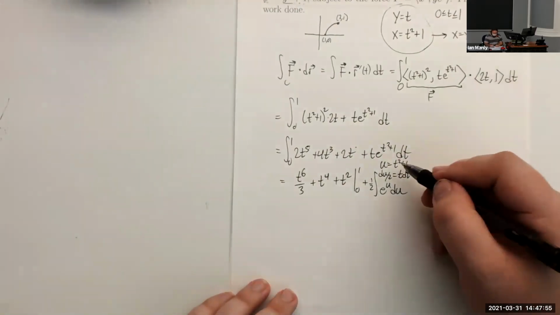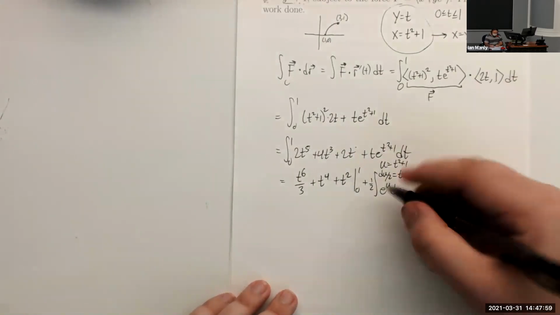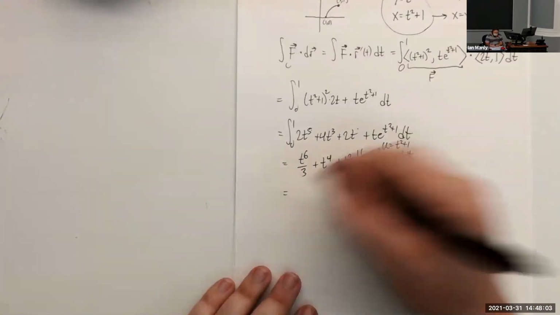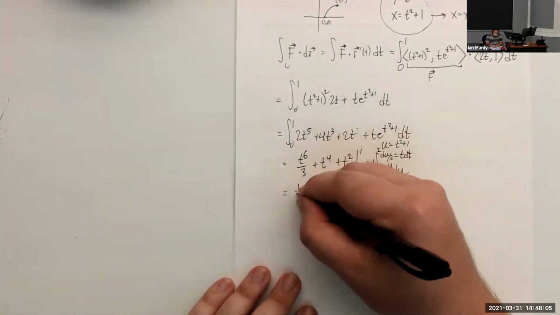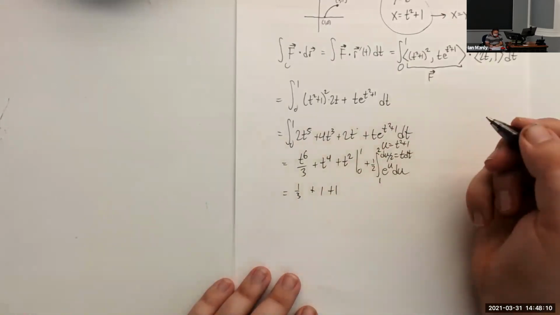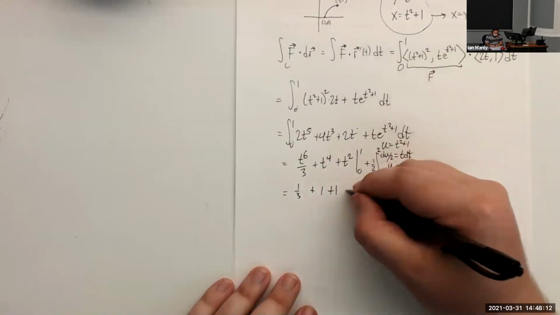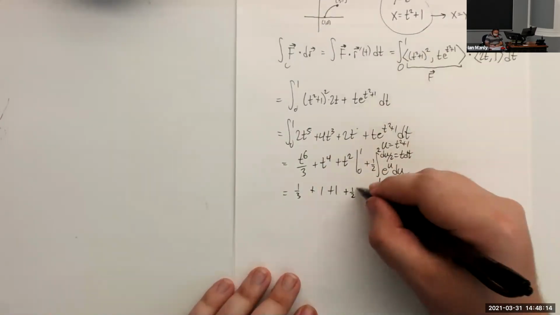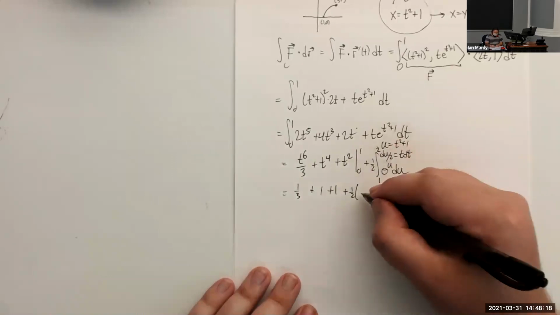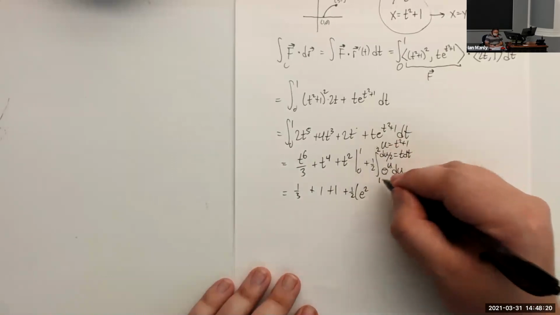All right, and then let's see here. Our new bounds for this will be 1 to 2. So when we finish this up, we plug 1 in for all of these. So we have a third plus 1 plus 1. And then we have plus 1/2. And then we have the integral of e to the u is e to the u. And then we plug in 2. And we subtract, and then we plug in 1.